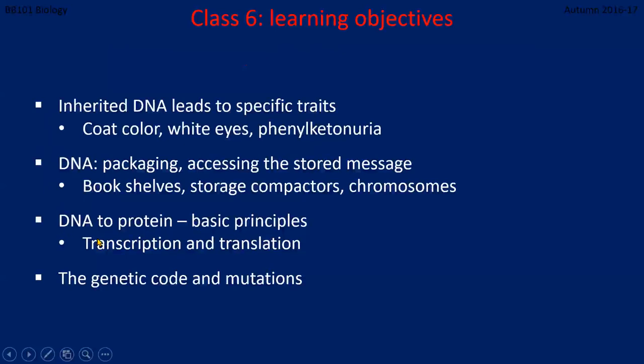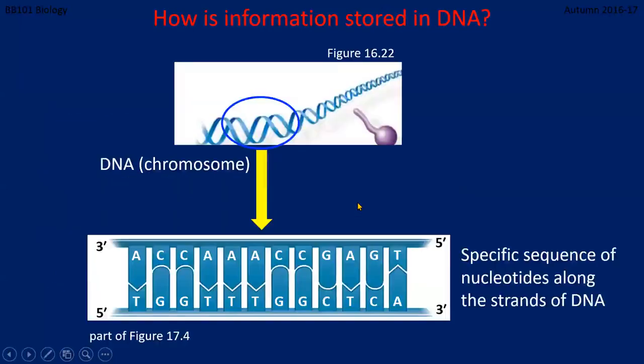So what is the exact central dogma? In the central dogma you have two sub processes, transcription and translation. We'll talk about that, and if time permits, I will talk about the genetic code and mutation. So first, the question over here is how the information is stored in DNA.